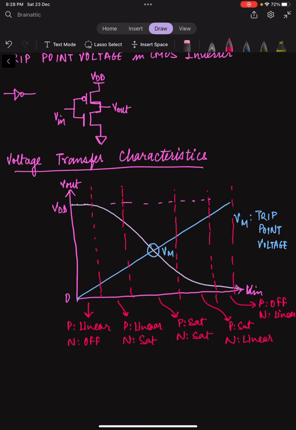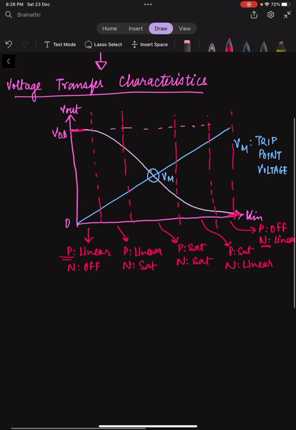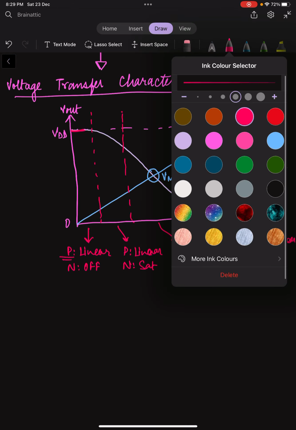Very evident, right? When PMOS is in linear region, you have the voltage transfer characteristics at VDD, and when the NMOS is in linear region, you have the voltage transfer characteristics at almost 0. Now, moving ahead, we are going to derive this trip point voltage for short channels.